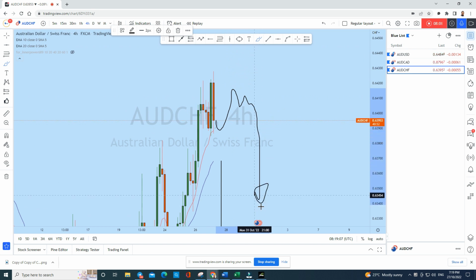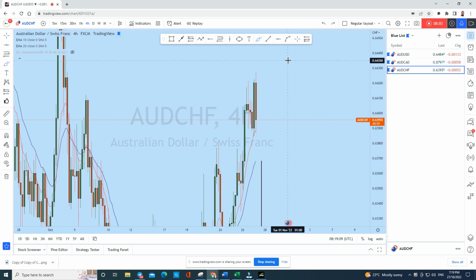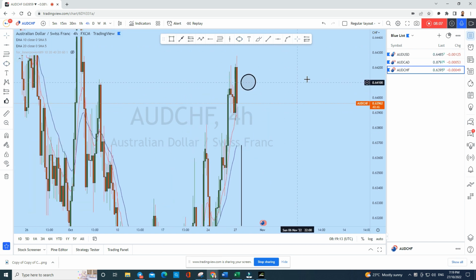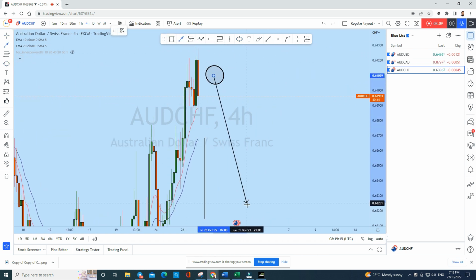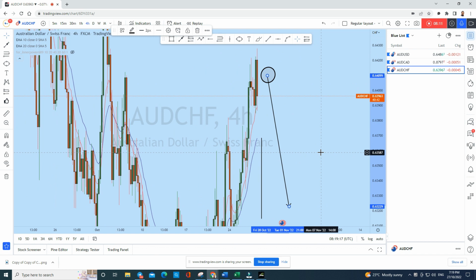And when we see the completion of this head and shoulder, we will consider shorting AUD CHF from this zone. According to the rules of our strategies, we will short AUD CHF with a high probability trade setup with our students.